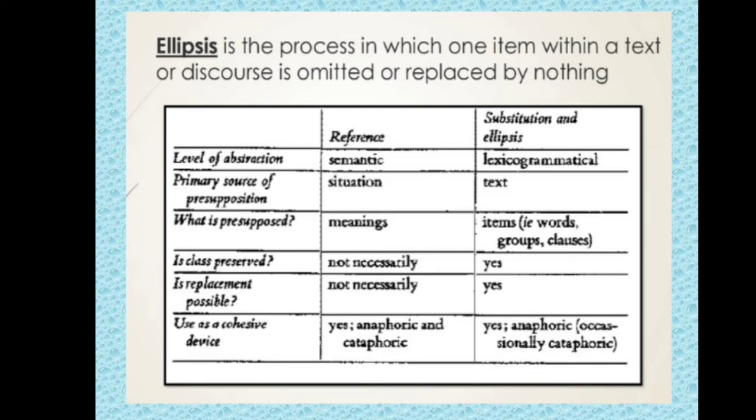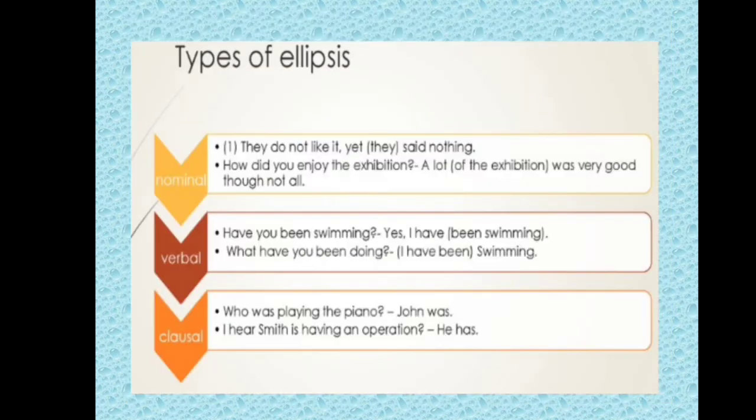And then ellipsis. Ellipsis is the process in which one item within a text or discourse is omitted or replaced by nothing. Di sini bisa kita baca level of abstraction. Referensinya itu semantik, substitutional, dan ellipsisnya itu lexico-grammatical. Primary source itu referensinya situation, substitution, and ellipsisnya text. Dan kalian bisa baca selebihnya ini di dalam kolom ini ya. Next, let's move on to types of ellipsis.